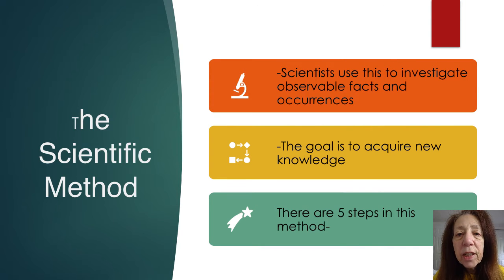Today we're going to discuss the scientific method, and it's the basic method that scientists use to investigate observable facts and occurrences. Things happen. So the goal is to acquire knowledge, and scientists do this in 5 steps.